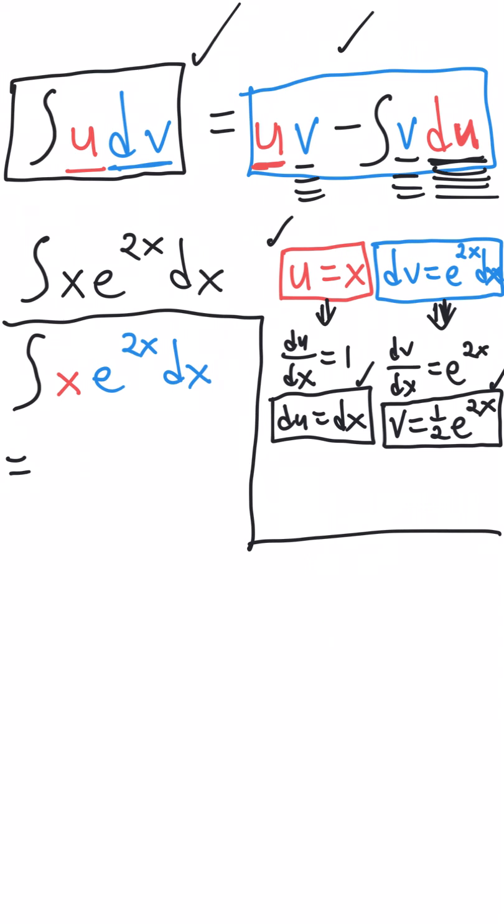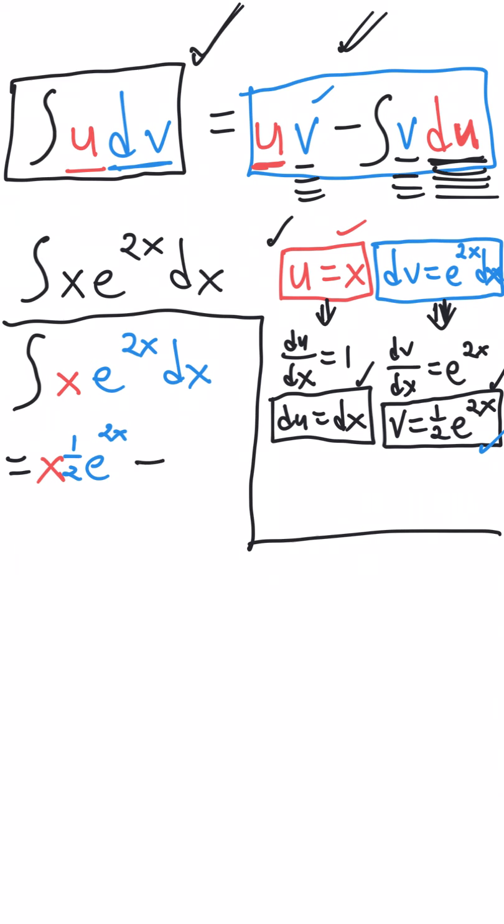x e to the 2x dx, which is like u dv. We're going to rewrite it now as uv minus v du. Let's do it. Okay, so what did we say u was? We said u was x. Okay, so here's x. What did we say v was? We said v was this guy right here, 1/2 e to the 2x. Okay, and then what's the next symbol we write?